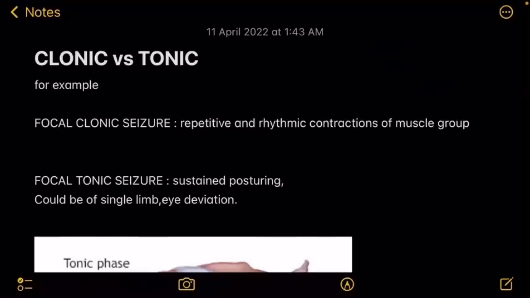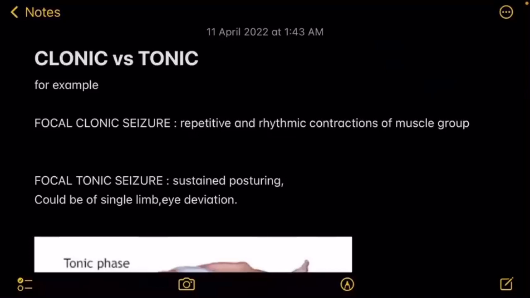Today's topic is clonic versus tonic, so let's dive right into it without wasting much time. Whenever we get focal tonic seizures or focal clonic seizures, we often get confused about what means what. So this is a very sweet and short way to remember it. This is the best way you can remember it, and all your doubts would get solved, and it would be a lot easier.